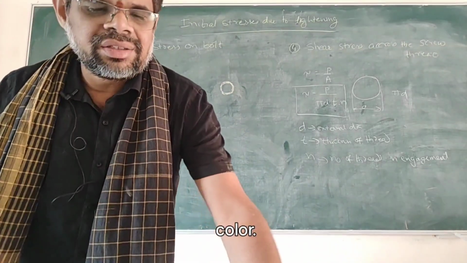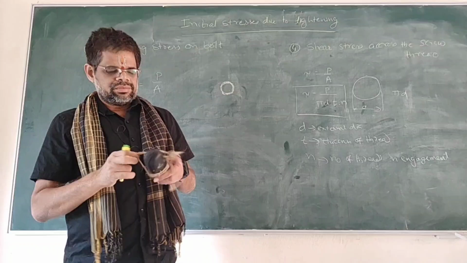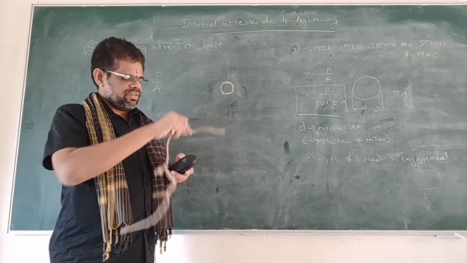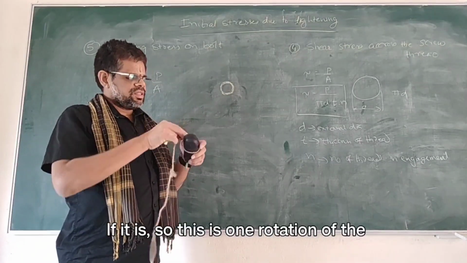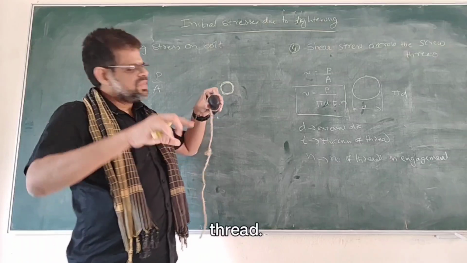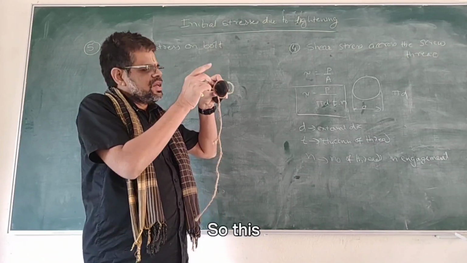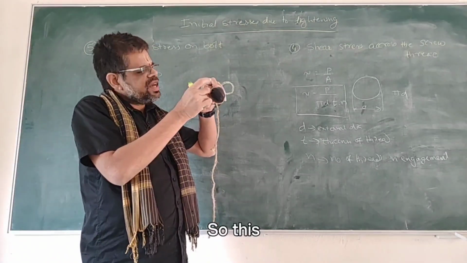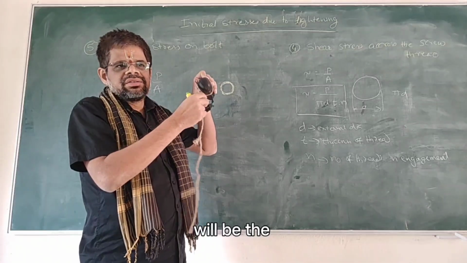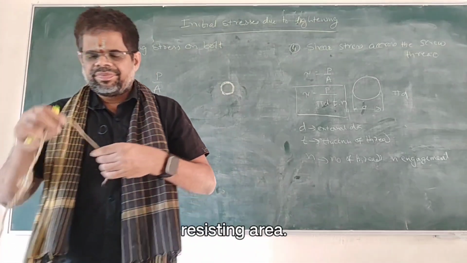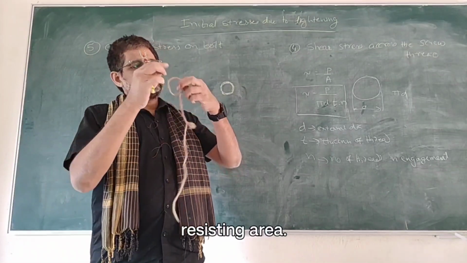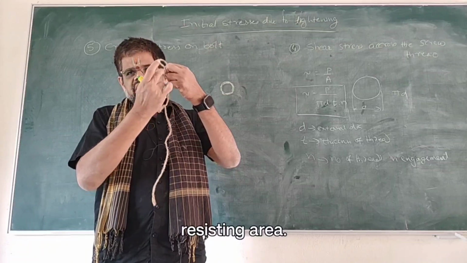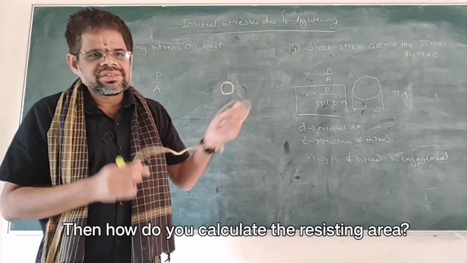See, I told you just now, this is one rotation of the thread. When we apply another force on it, what happens? It gets compressed strongly. So what becomes the resisting area? This becomes the resisting area. Okay, so this will be the resisting area. Then how do you calculate the resisting area?